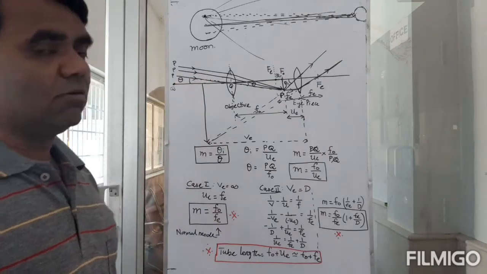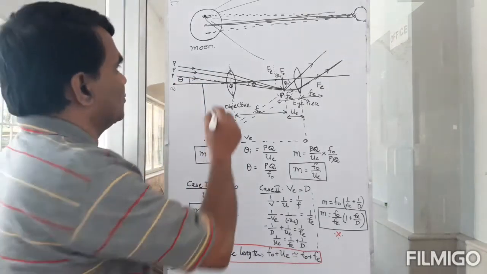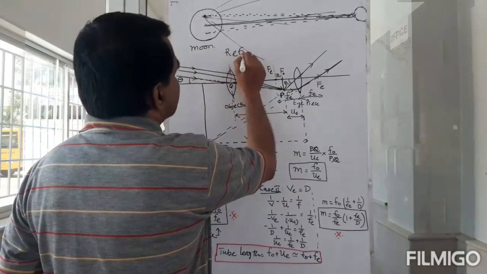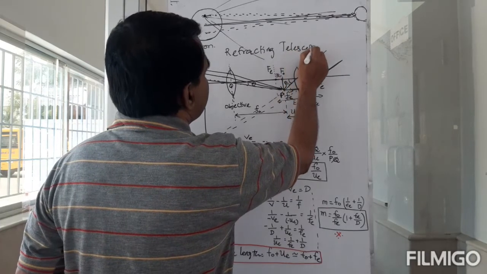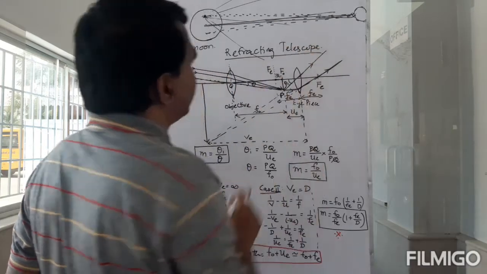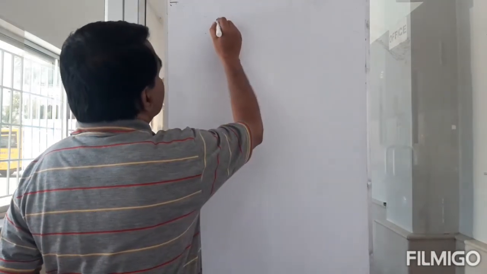And this is called the refracting telescope. Why? Because I used lenses. So this is a refracting telescope. The other type of telescopes are called the reflecting telescopes or the Newtonians, because Newton was a person who invented these telescopes. What you've just seen is a refracting telescope, and what you're going to see is the reflecting telescope, or the Newtonian telescope.